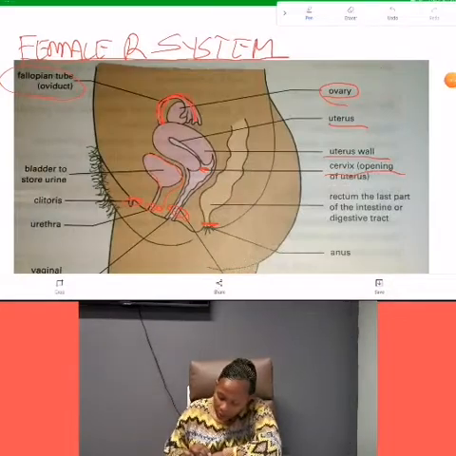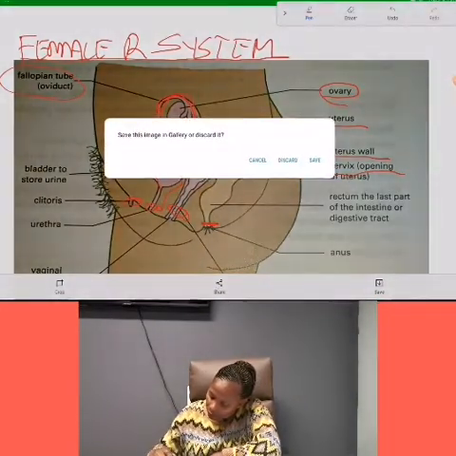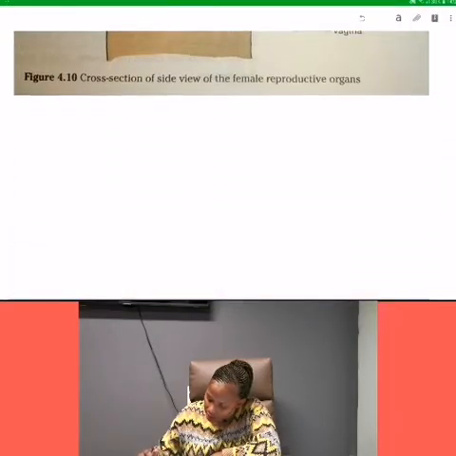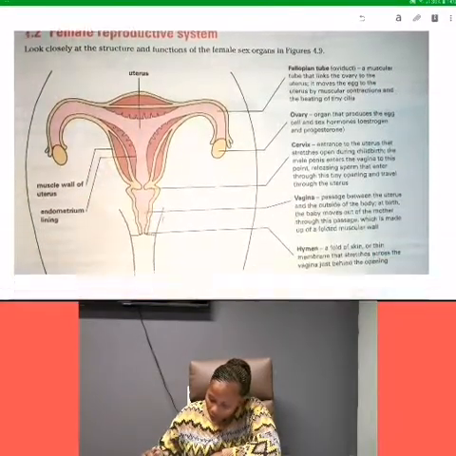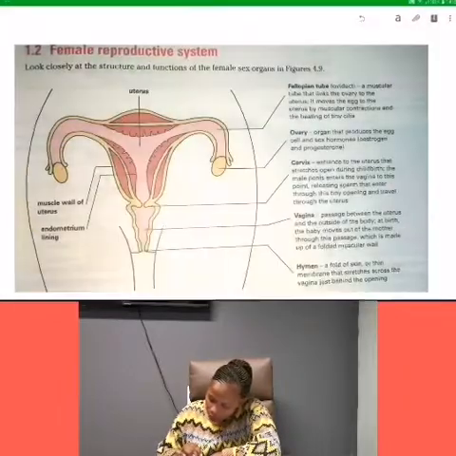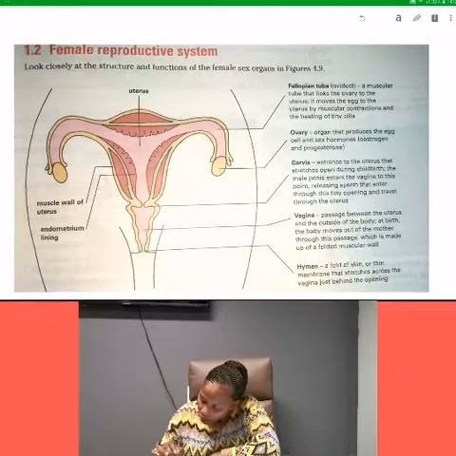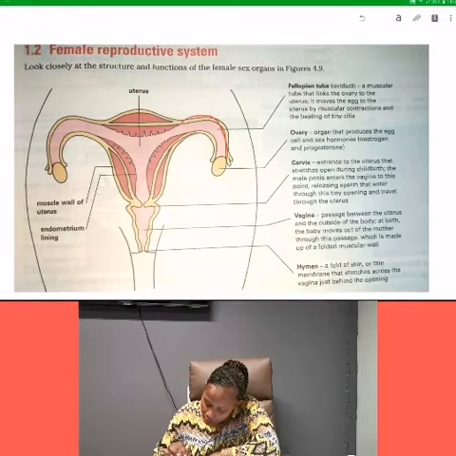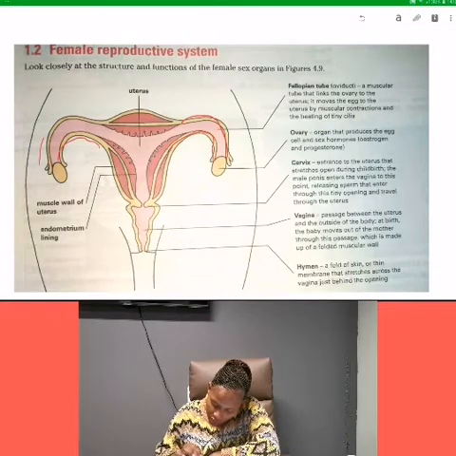Now we are going to go into detail on the female reproductive system. Here we have a fallopian tube, as I have previously stated. These tubes that you see here are called fallopian tubes.